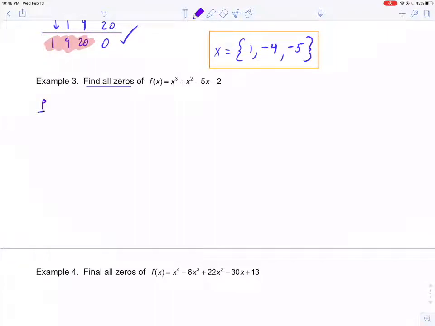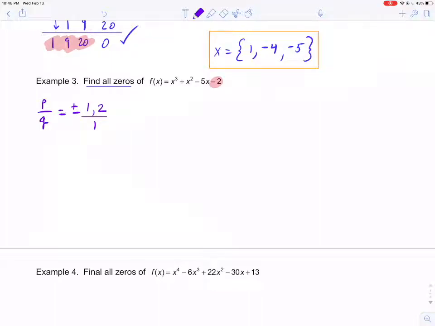So we can go p over q. We get plus or minus. The factors of my constant term, luckily, are just 1 and 2, and the factors of the leading coefficient are just 1. So all we have here are really 4 possible answers, and that's nice. With 4 answers, we can just jump straight to plugging them in and maybe we get lucky.